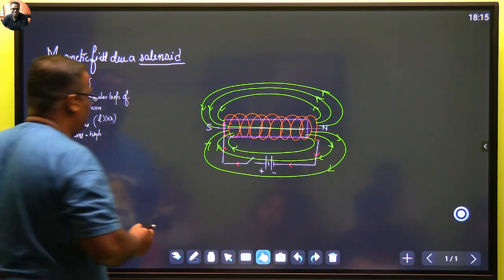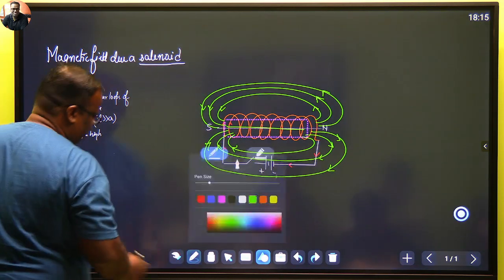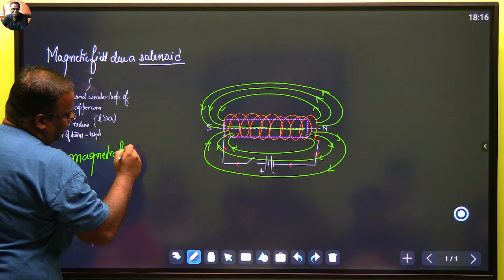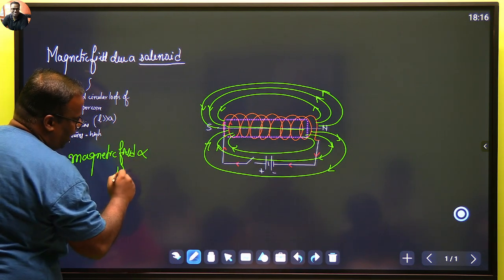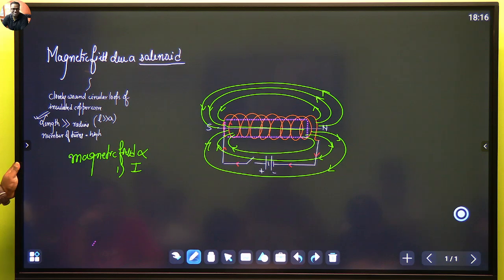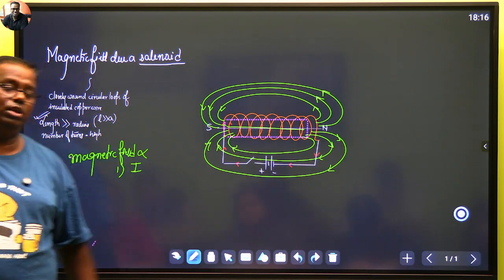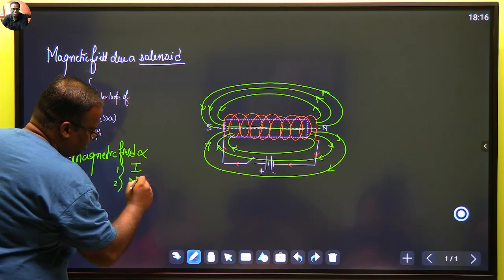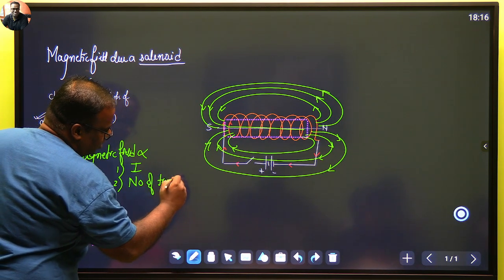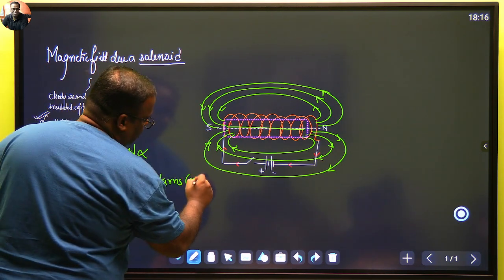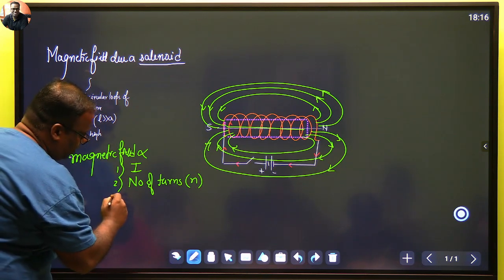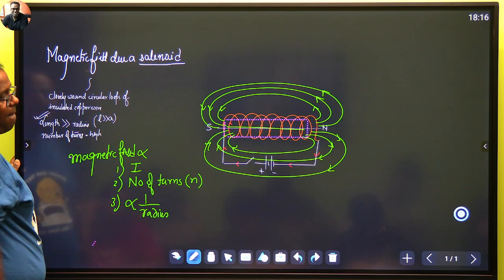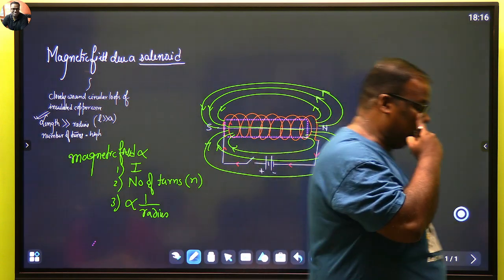So यहाँ हम क्या बोलेंगे? So we will say that the magnetic field is directly proportional to 1, the intensity of the current, I. Stronger a current that is flowing through the solenoid, stronger will be my magnet. Got it? Number 2, number of turns, directly proportional. N जितना ज्यादा होगा उतना ही बड़ा मैग्नेट होगा. Number 3, inversely proportional to the radius.